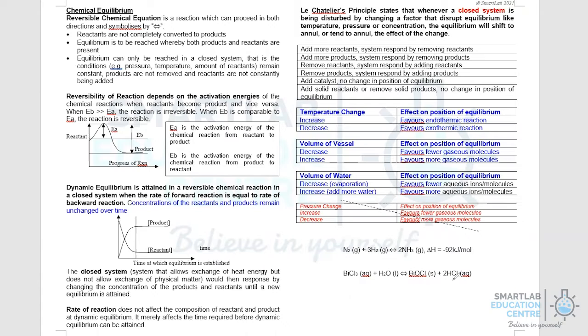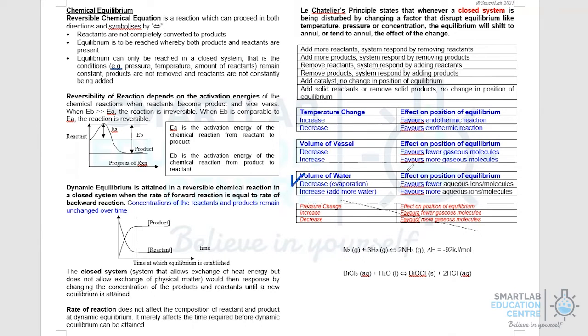So let's take a look at another example as illustrated here. If we decide to add or remove solid reactants or solid products, there will be no change in the position of equilibrium. So in this case, if I were to add or remove this BiOCl, there will be no change in the position of equilibrium. Later, when we get to the next chapter, we'll explain why mathematically.